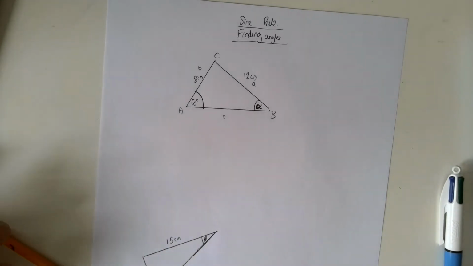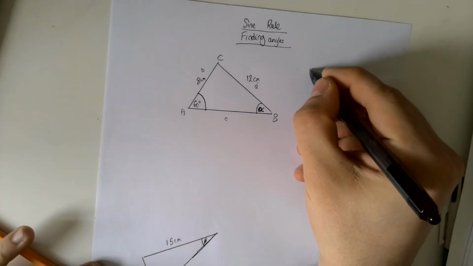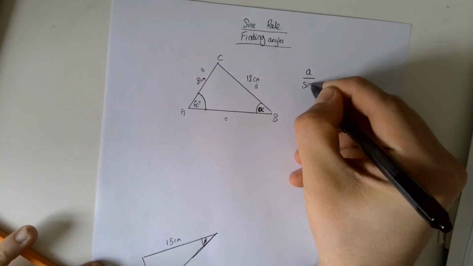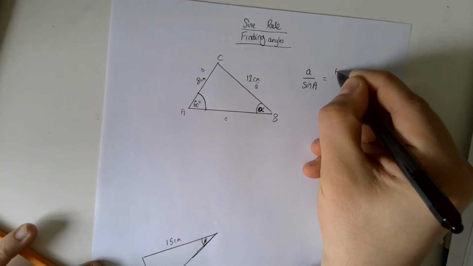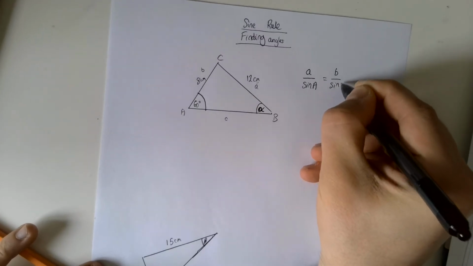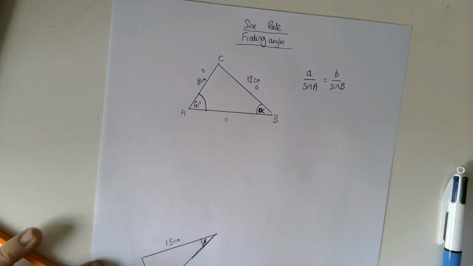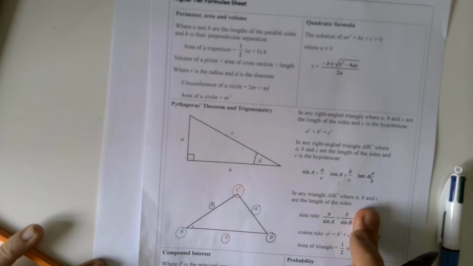So I'm going to write down the part of the sine rule that I'm concerned with. So a over sine A is equal to b over sine B. Now that is just copied exactly from the formula sheet. I'm just focusing on the bits that I need.